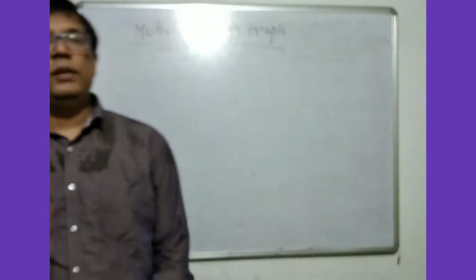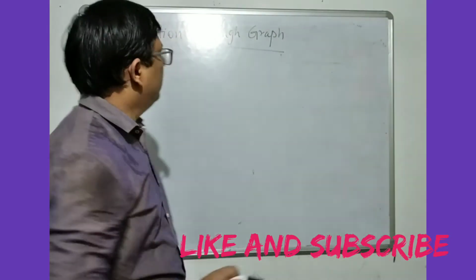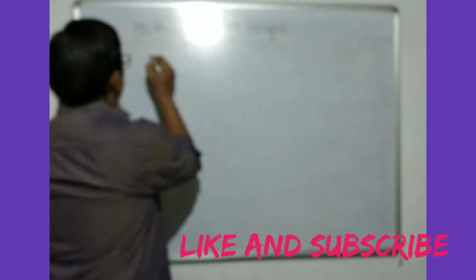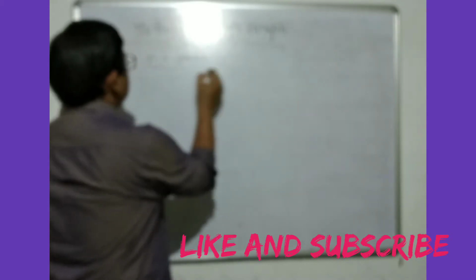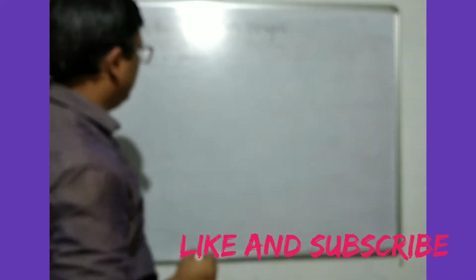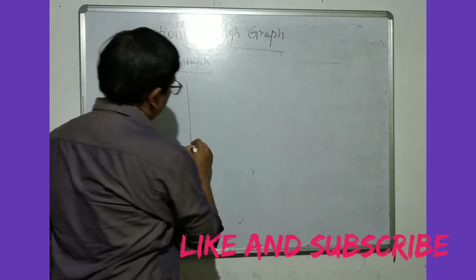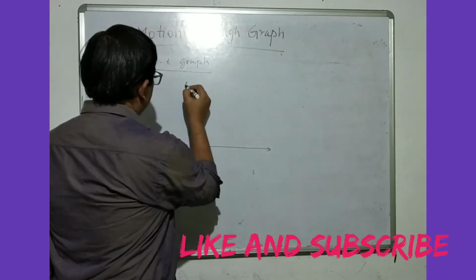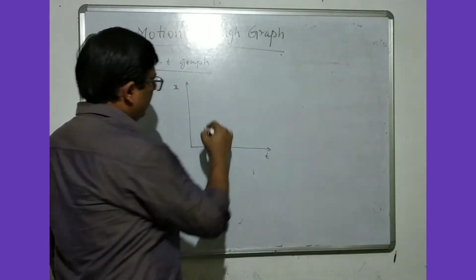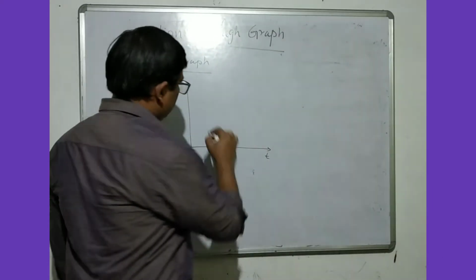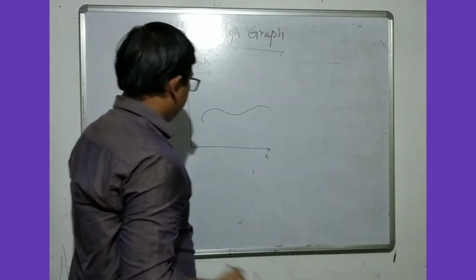Now let us demonstrate motion through graphs. First, we will draw the x-t graph. That means this is the displacement versus time graph. This is the displacement, this is time. The motion can be anything like this, or anything else.